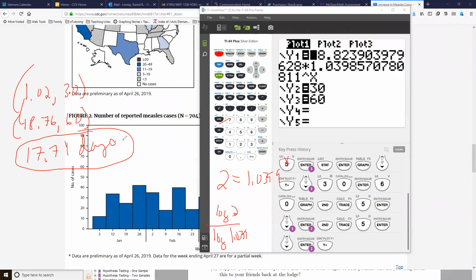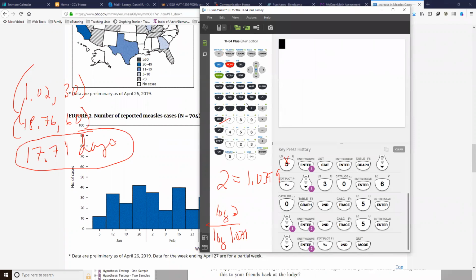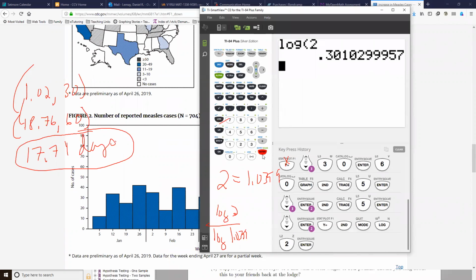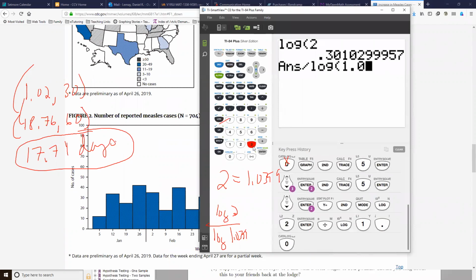Well, let's see. We've got a minute. If you don't mind me doing the video. Let's quit this. See how close my estimate was. It better be close because I don't want to have to redo this video. Let's see. Log 2 divided by log 1.0399, I said. Yeah, about 17.7 days. Okay, so that's how you do it. Hopefully this helps.